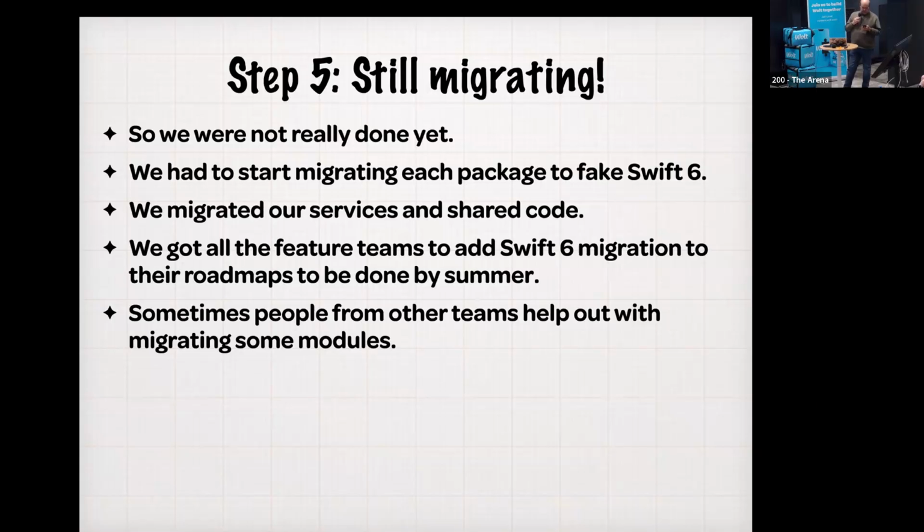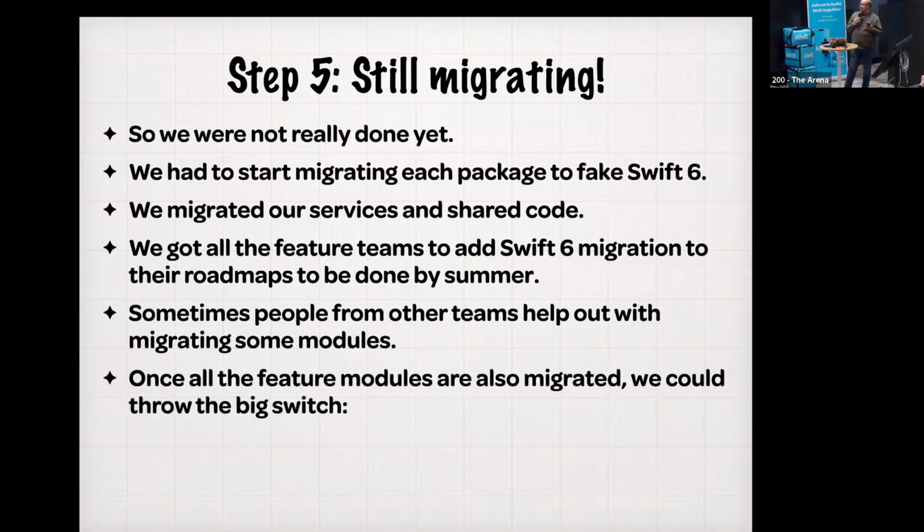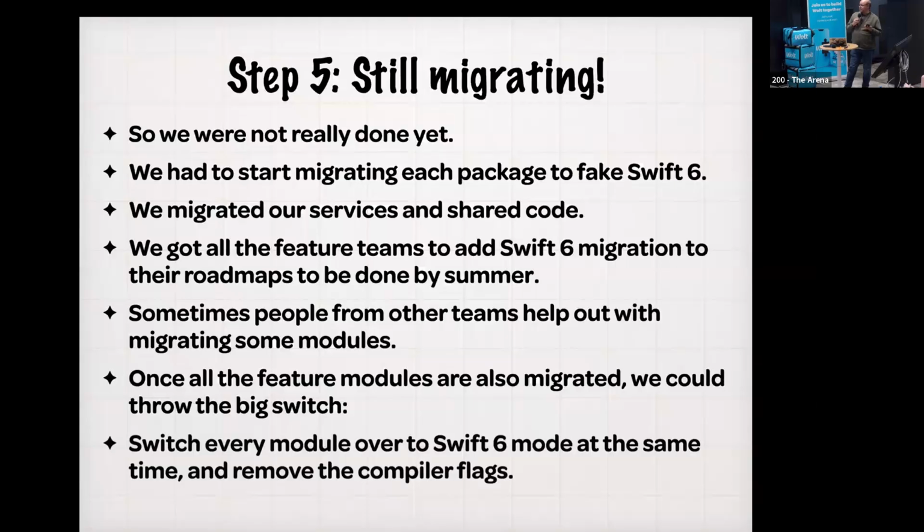And basically this was proceeding quite nicely. And the idea was that once we got all of them migrated, then we could throw the switch. Then we could switch to actual Swift 6. So we did them all at the same time, so there is no risk of mixing the two. We migrate everything to fake Swift 6, and then in one big go we switch everything.